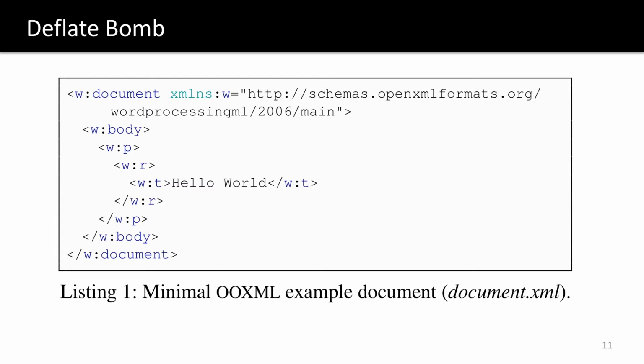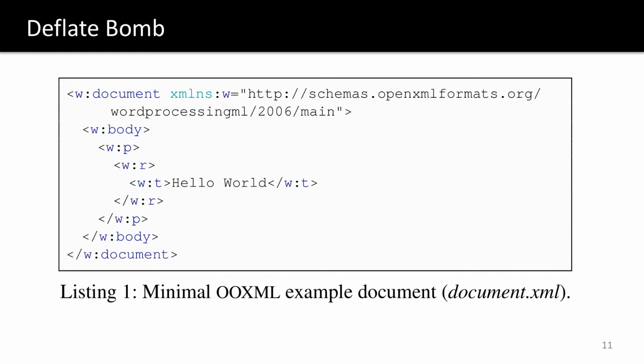So, data amplification attacks based on malicious zip files or zip bombs are probably well known to the audience. However, OOXML and ODF documents are actually zip archives. And to open them, applications must first decompress them, which raises the question if compression bombs based on malicious Office documents can be built.